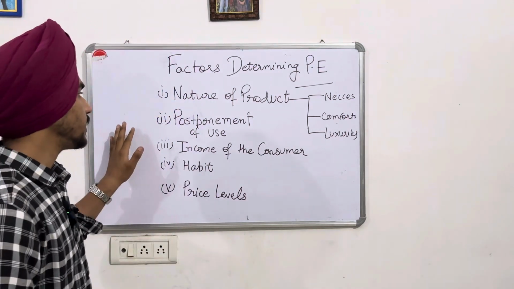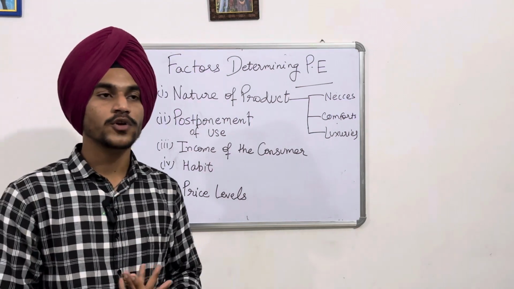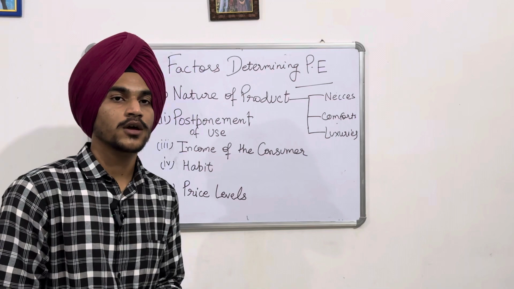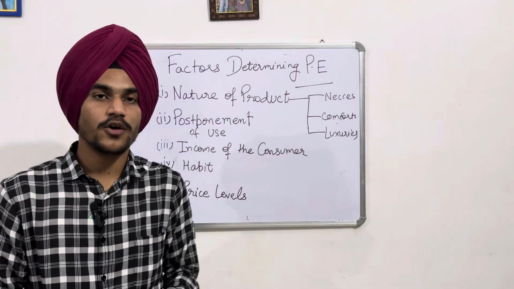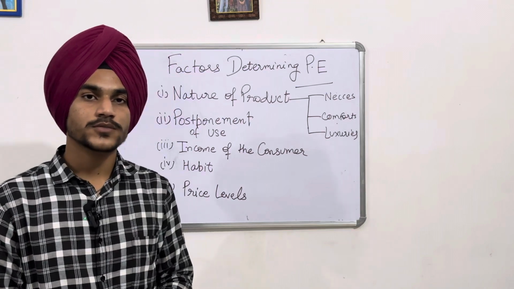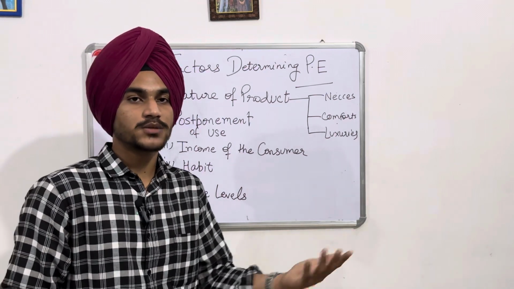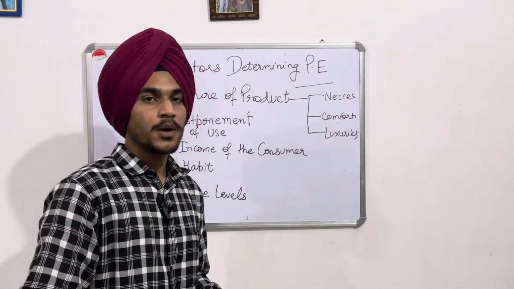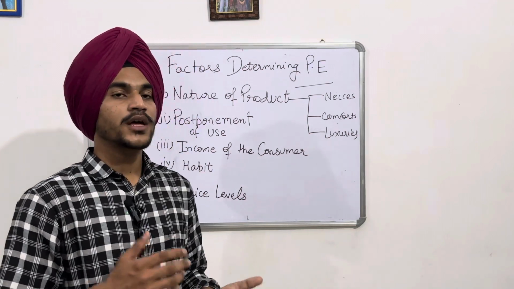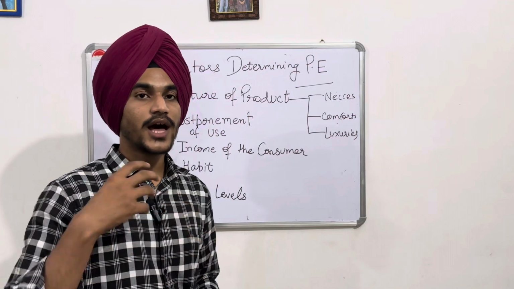The second factor is postponement of use. Again, if we can postpone the use of any product for an indefinite period of time, it will have elastic demand. With a sudden change in their price, people can postpone its use, people can postpone its purchase. So it will have elastic demand.